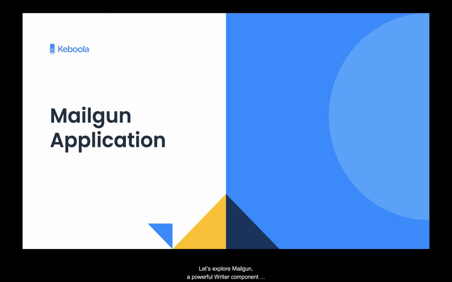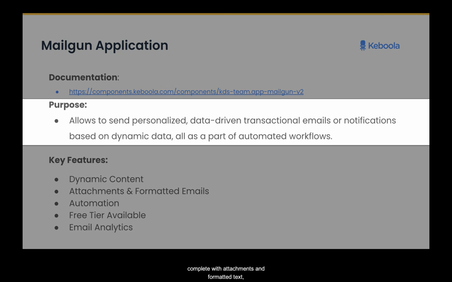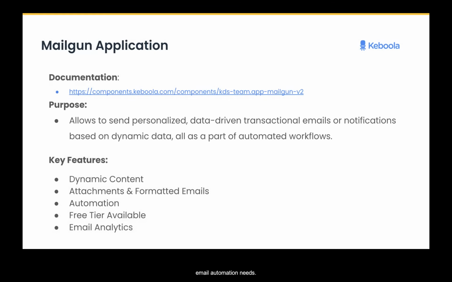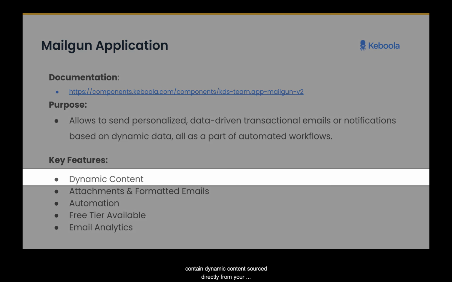Let's explore Mailgun, a powerful writer component in Keboola that allows you to send transactional emails directly from your data pipelines. This service is ideal for sending personalized emails, complete with attachments and formatted text, to contacts using data stored in Keboola storage. Whether you need to send customer notifications, reports, or alerts, Mailgun offers robust functionality to meet your email automation needs. With Mailgun, you can send emails that contain dynamic content sourced directly from your data.